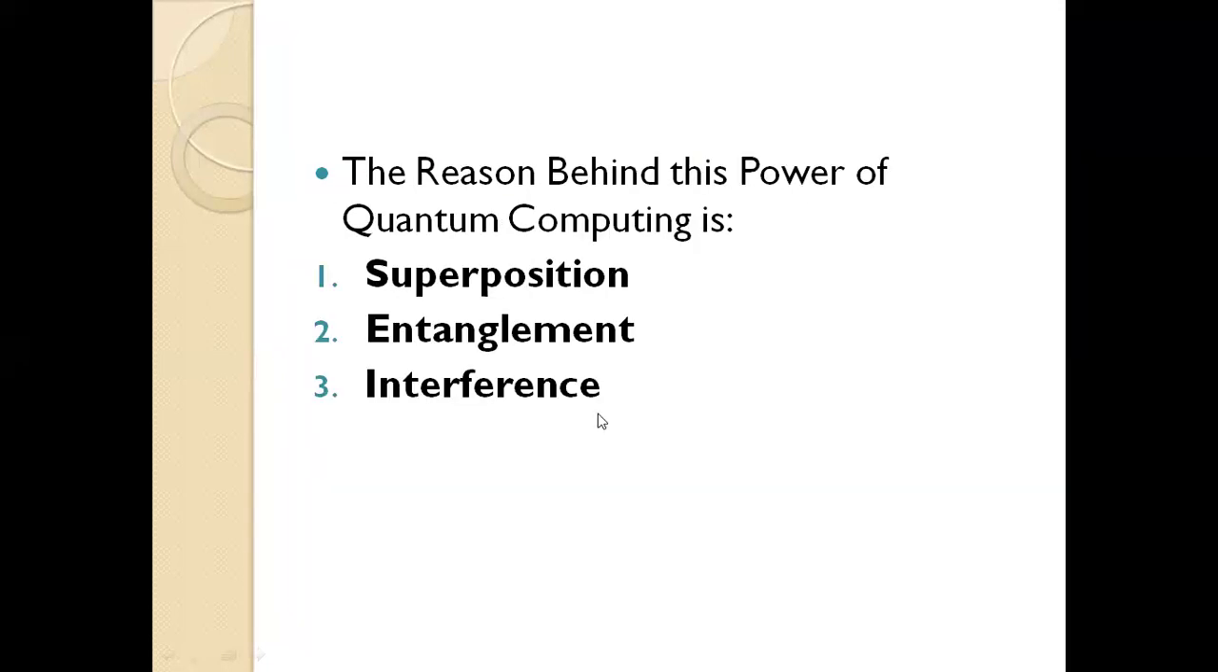Superposition, you got it, right? Entanglement means I am talking about that particular effect. Interference means it can exhibit everything in parallel. So obviously that possesses some more power with respect to this interference.